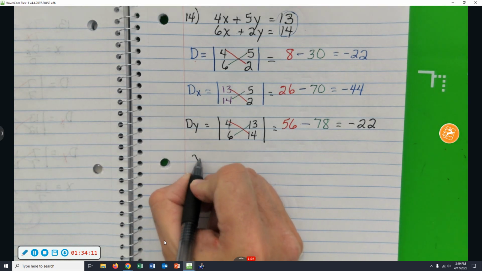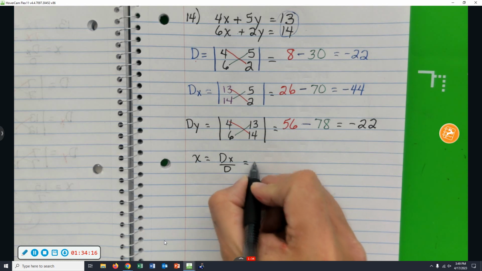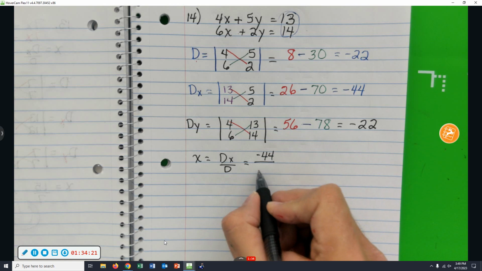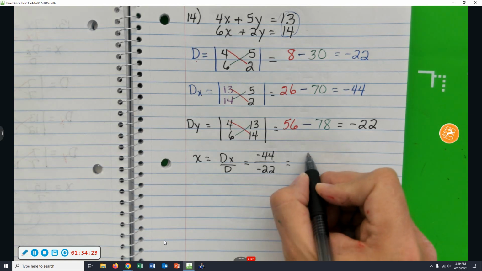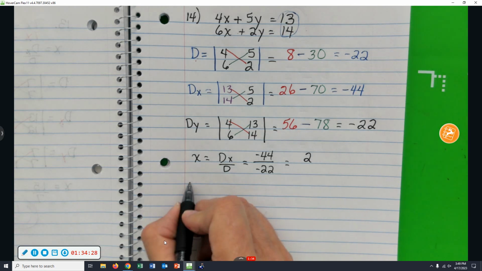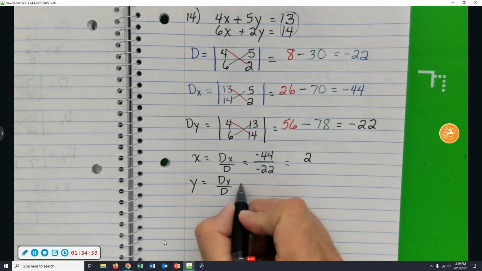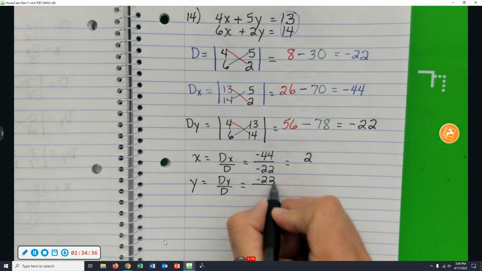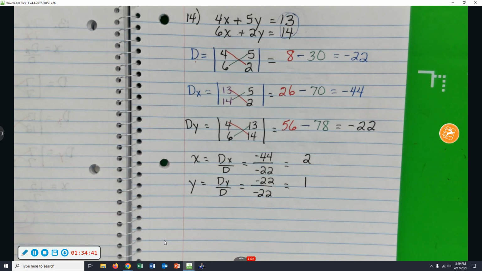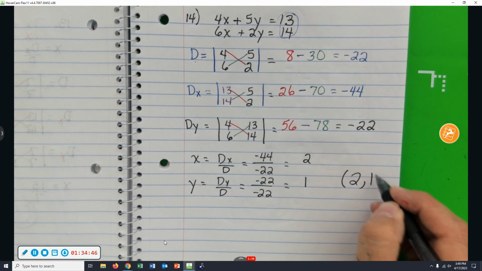Now x is Dx divided by D, so negative 44 over negative 22. So x would be a positive 2. And what about y? y is Dy over D. So negative 22 over negative 22, that's going to work out nice, just a positive 1. It'll be 2, 1. So 2, 1.